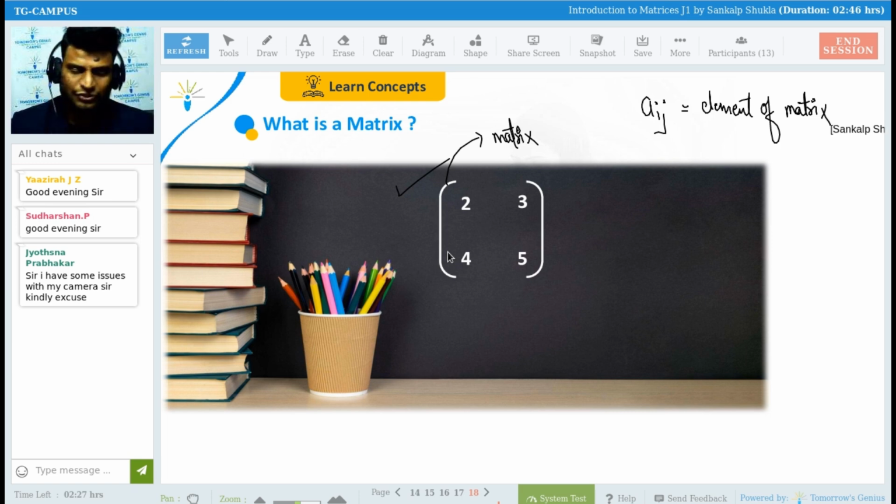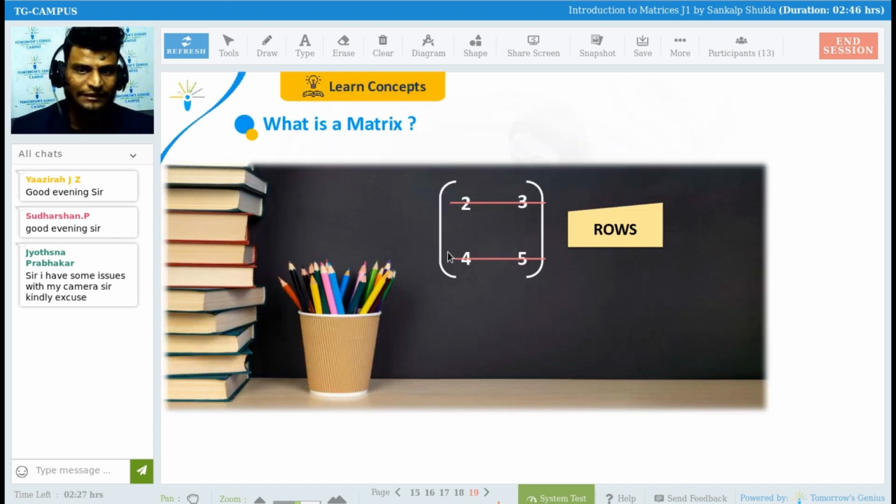Okay, so make sure guys, Aij is the address of an element of a matrix. How do we know the address? Before that, I would like to tell you that in a matrix there are two things, rows and columns, as you can also see. The horizontal lines are known as rows and the vertical lines are known as columns. Rows and columns, you already have that idea.